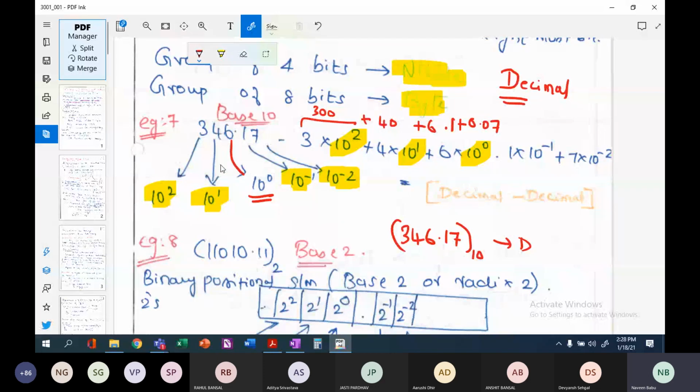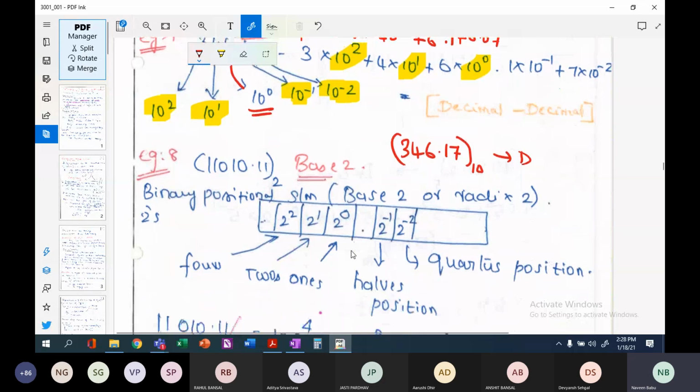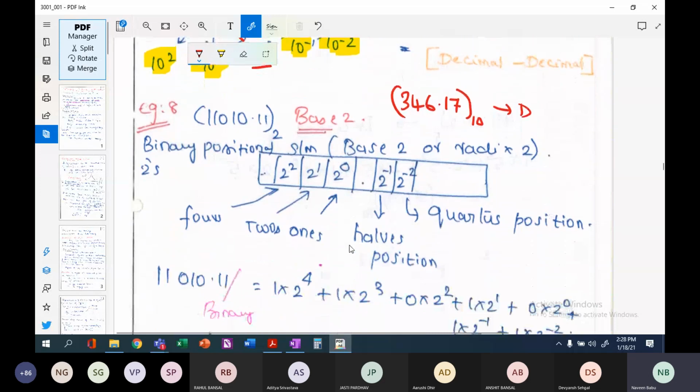For a binary number system, I have to follow the same rule. The rule doesn't change. So this positional weight is 2 power 0, this one is 2 power 1, this one 2 power 2, this one 2 power 3, and this one 2 power 4. Similarly, on the fractional side, this one will be 2 power minus 1, and this will be 2 power minus 2. All I need to do is get the original number, which in this particular case is 11010.11.